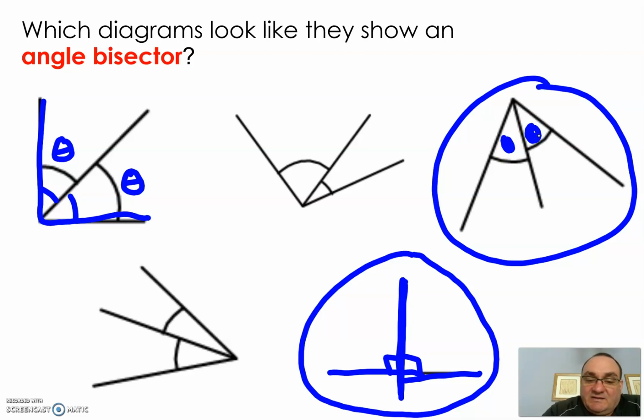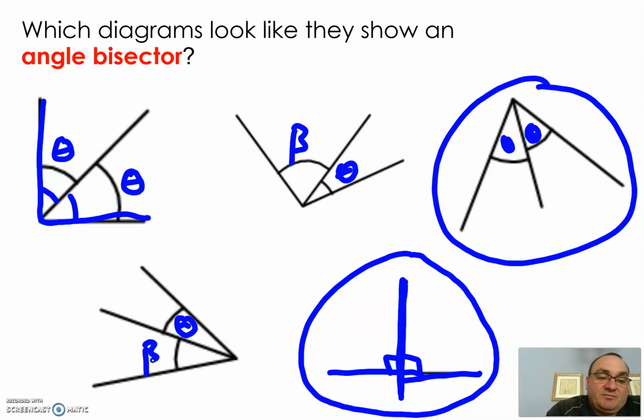And these last two do not look like we have an angle bisector, because you'll see that this angle theta here looks like it's smaller than this angle beta here, and this angle theta right here looks like it's smaller than this angle beta right here.